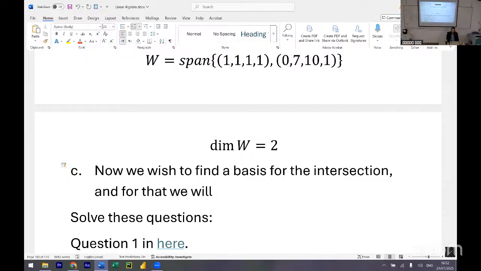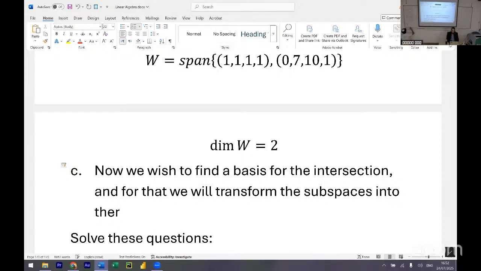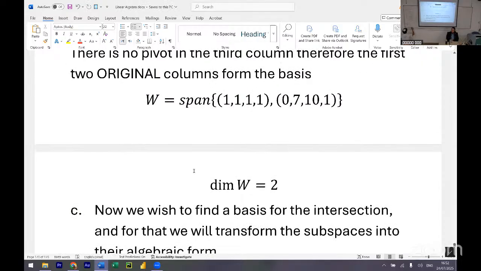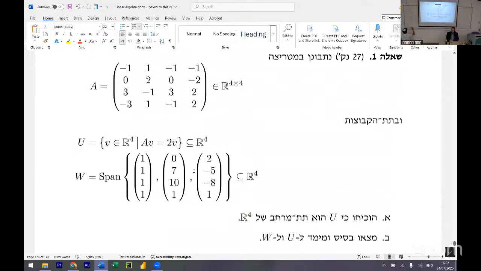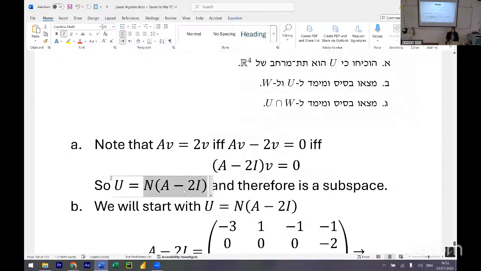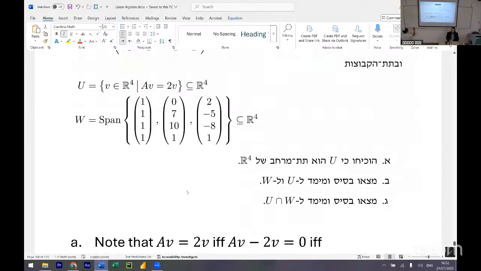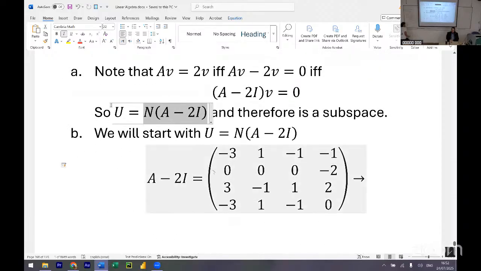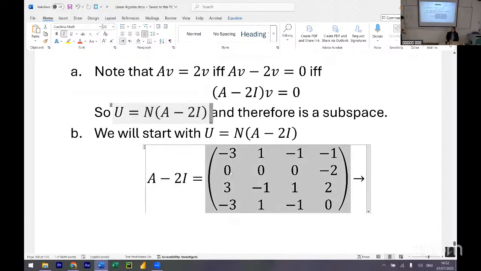We will transform the subspaces into their algebraic form. Now just a small note here. U was given algebraically from the get-go. So theoretically, we can use the original matrix and say these are the four equations.